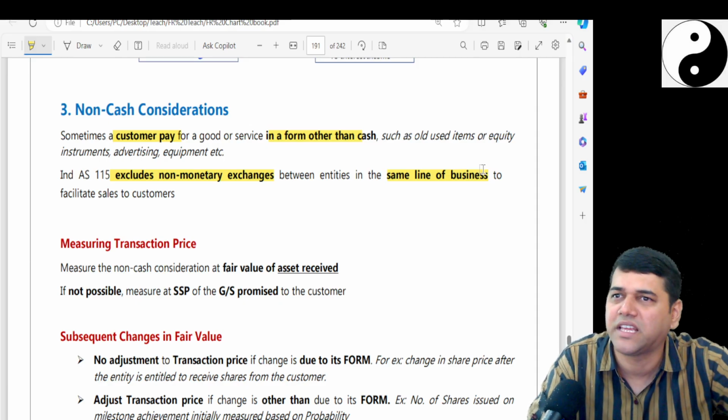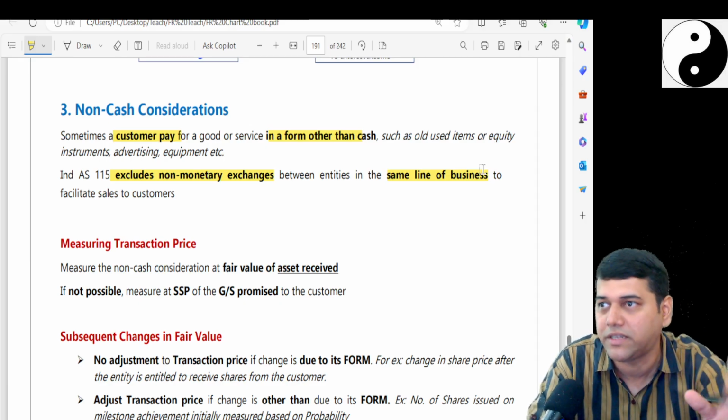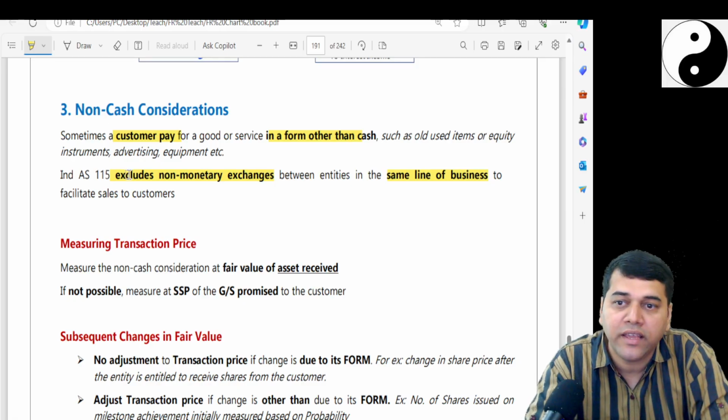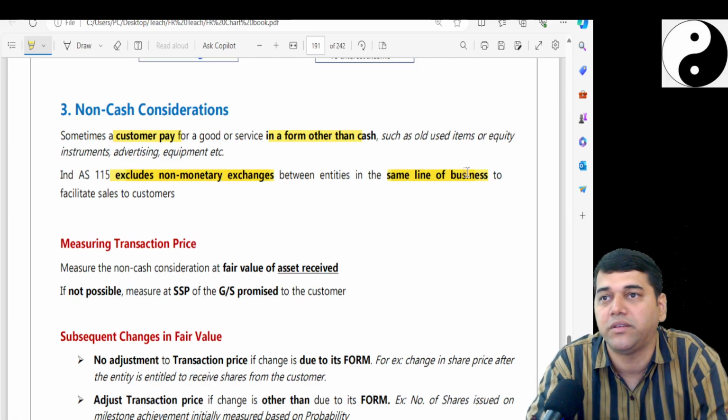Customer, it can be anything. It can be PP, you wanted to resell it, leave it. You think from the company's perspective. And why did they say exclude non-monetary exchange of the same business line?